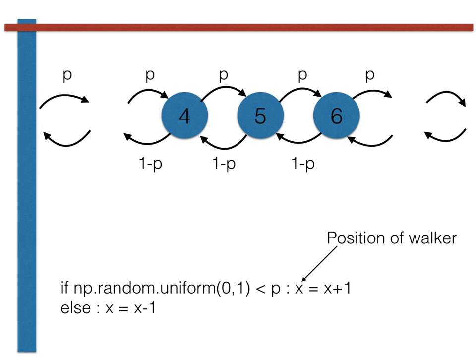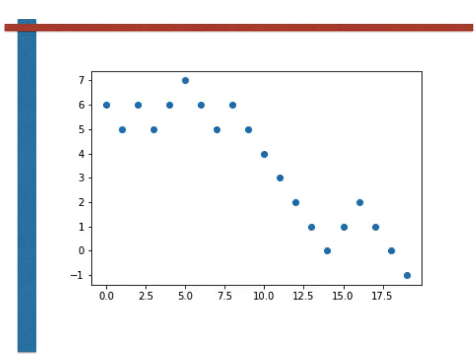You will then plot the position of the walker as a function of time and will get a graph that should look something like this. Unlike in the first exercise, however, because random numbers are generated within this algorithm, you will get a different result every time the code is run.